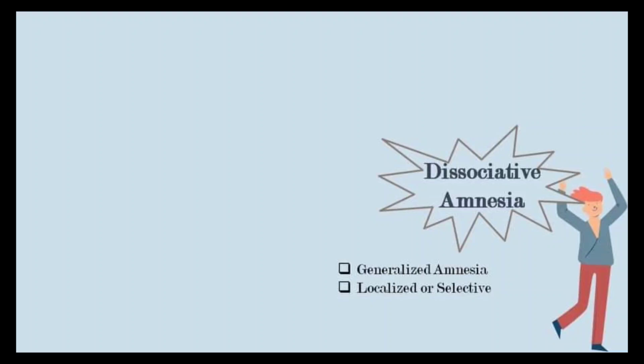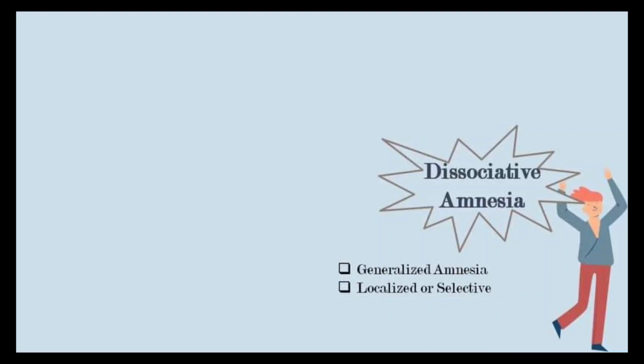When we say circumscribed here, it refers to a restricted period of time. And this is a kind of amnesia, the localized, which is the most common form of dissociative amnesia. And localized amnesia may be broader than amnesia for a single traumatic event.